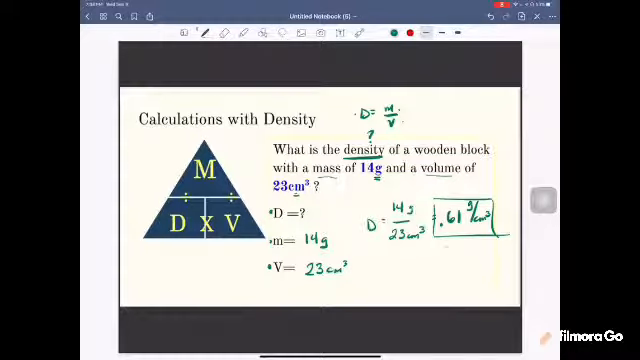And that is my density of that wooden block. That looks like dirsity, I know, but hey, that's what you're getting into. So that's how I solve for density, 0.61 grams per cubic centimeter. Why grams per cubic centimeter? Well, here's grams, here's cubic centimeters. Do they cancel? Nope. That means both of them have to be in the answer, 0.61 grams per cubic centimeter.